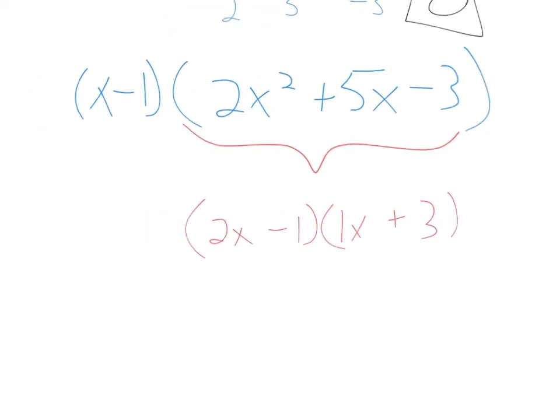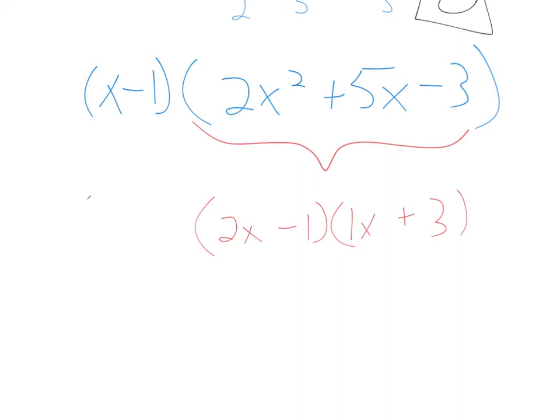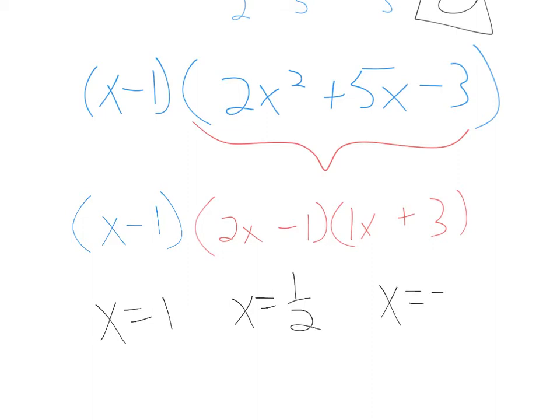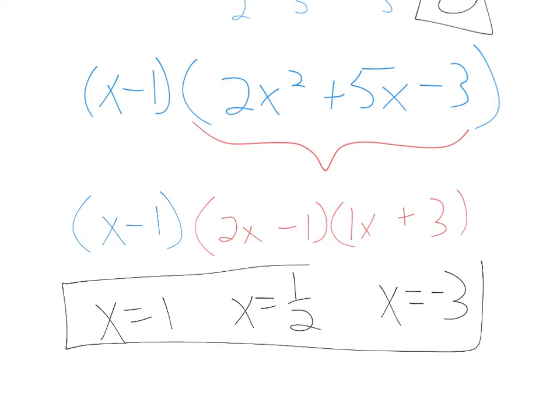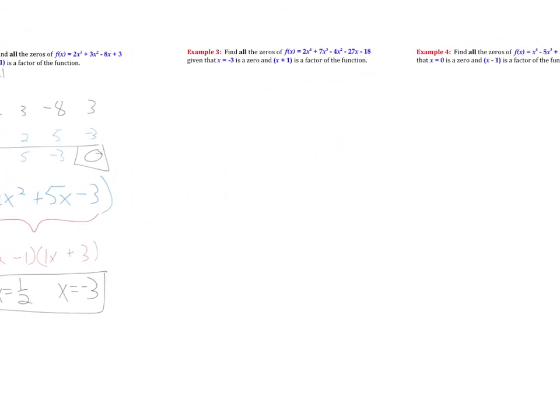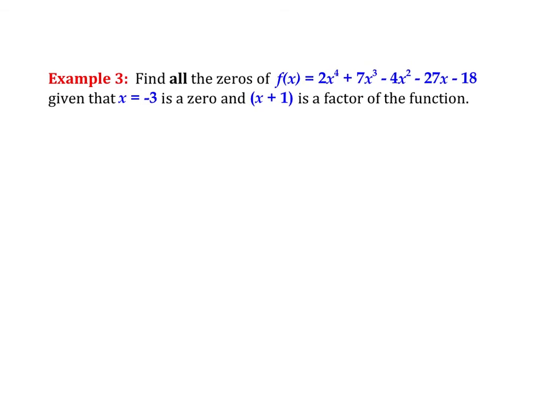Okay. And then we still have the x minus 1 chilling out front. So our three solutions would be x equals 1, x equals 1/2, x equals negative 3. Next problem. Find all of the zeros given that x equals negative 3 is a 0 and x plus 1 is a factor.